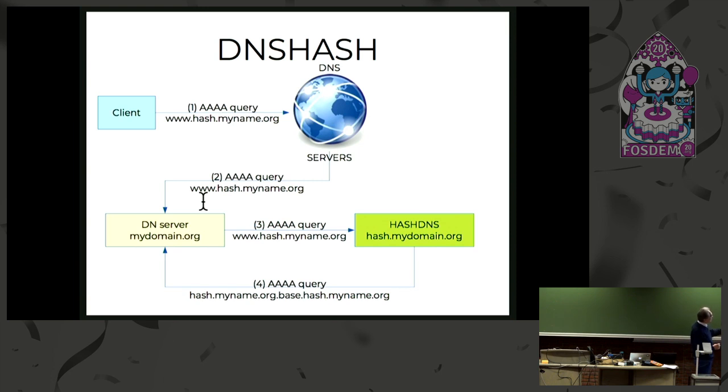The main server, which is a standard BIND server, because there is a delegation, forwards the query to the HashDNS server, who asks this DNS server which is the base address, in order to have no configuration at all in the HashDNS server, which can handle many subdomains of myname.org.